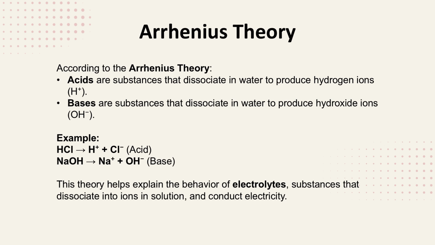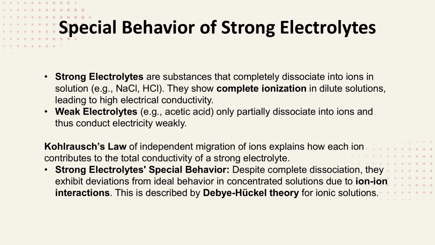For example, HCl dissociates into H+ and Cl−, making it an acid. NaOH dissociates into Na+ and OH−, making it a base. This theory is crucial for explaining the behavior of electrolytes, substances that dissociate into ions and conduct electricity in solution. Strong electrolytes, such as NaCl and HCl, fully dissociate into ions in dilute solutions, leading to high electrical conductivity.